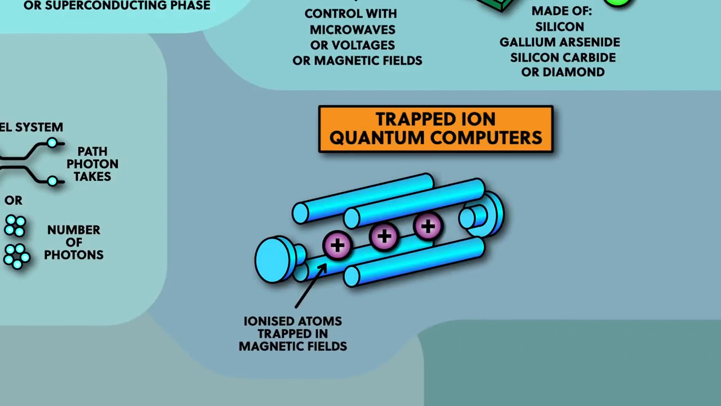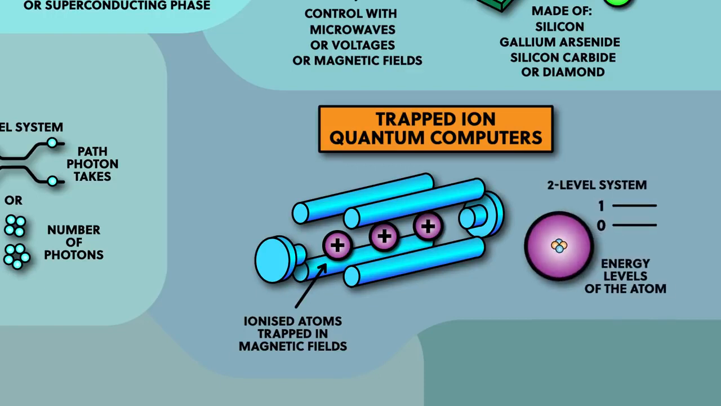Now onto trapped ion quantum computers, which use charged atoms as the qubits. These atoms are ionized, having a missing electron, which makes them electrically charged and means that they can be levitated and moved about with electromagnetic fields. Here, the two-level state that encodes the qubits are two specific energy levels of the atom, which can be manipulated or measured with microwaves or laser beams.